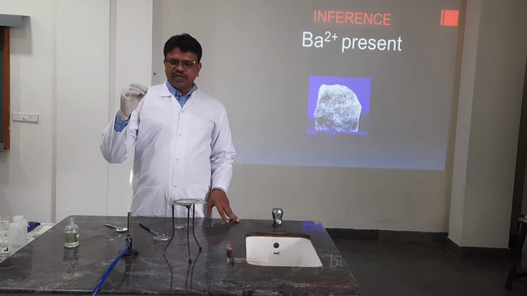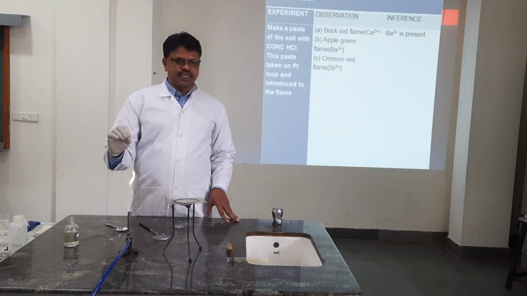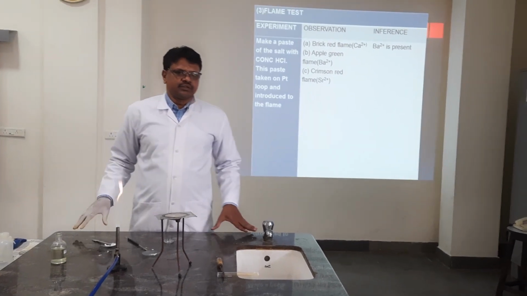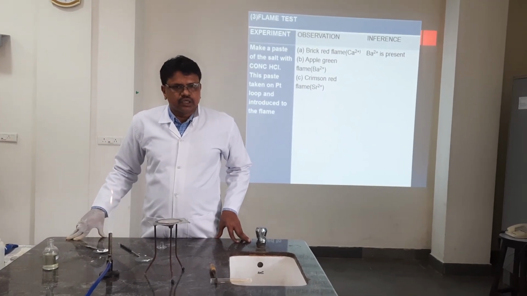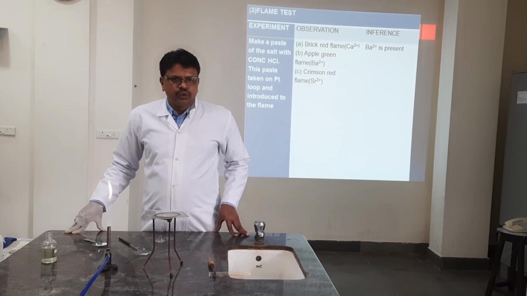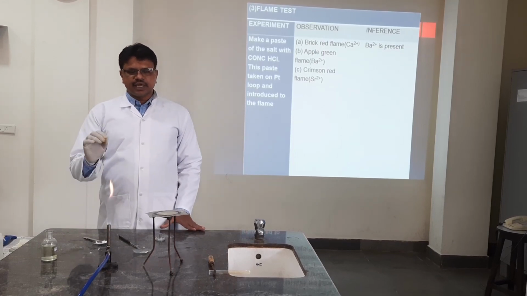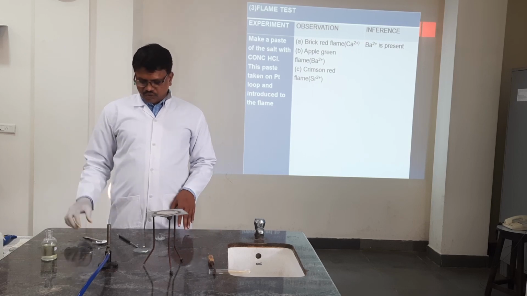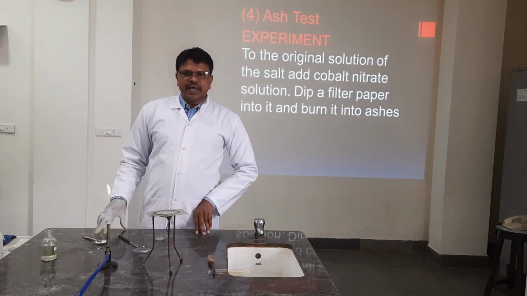Here the flame test is done with the help of conc. HCl, because conc. HCl makes that salt volatile. Only that cation is present, and that cation is going to give the characteristic flame. Okay. Next, going to the next test, the ash test.